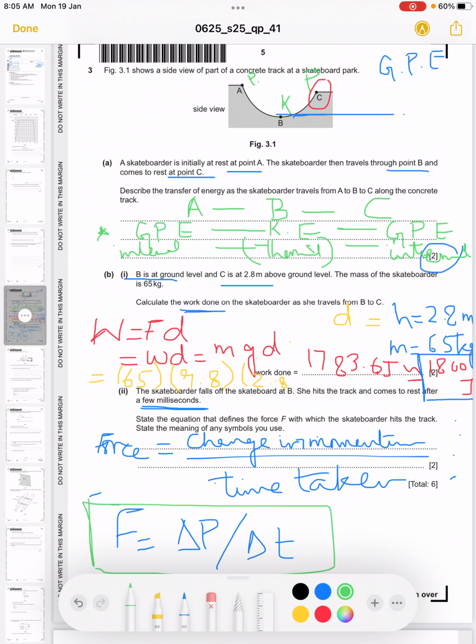Okay, students, this is the answer for these 2 marks. We give the whole symbol and their meanings, both of them. I hope this question is clear.